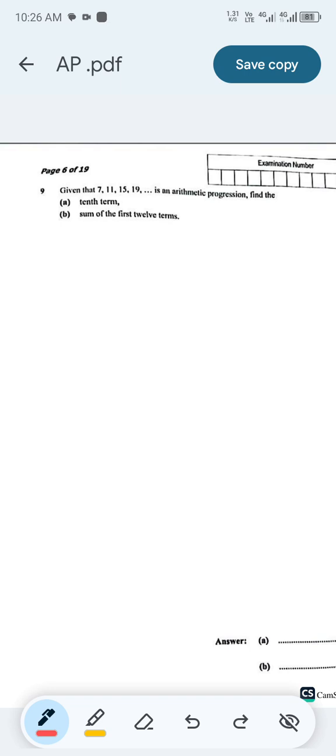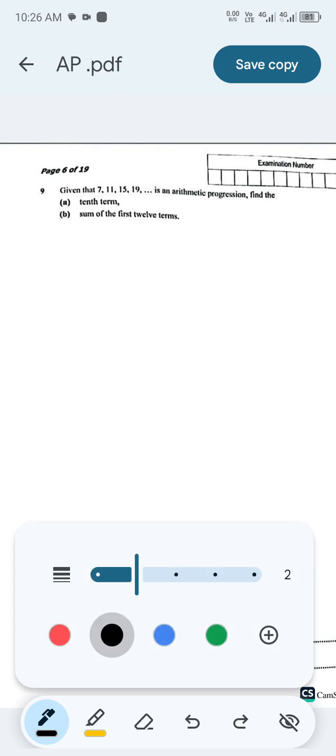So basically we are going to answer two questions today, which is regarding finding the term and also finding the sum. So the question reads, given that 7, 11, 15 and 19 is an arithmetic progression. So the series that has been given is an arithmetic progression. Find A, the 10th term, and then B, the sum of the first 12 terms.